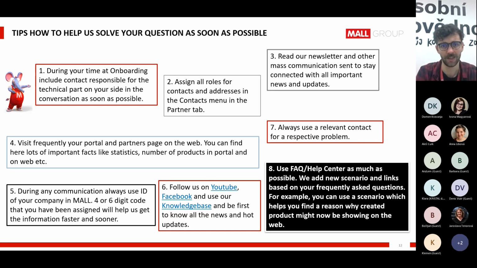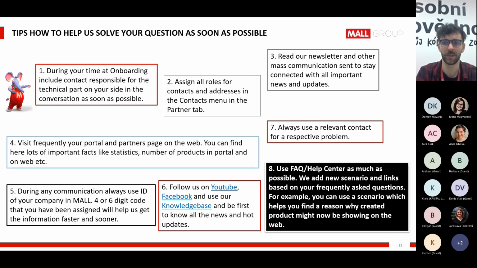Second point is assign all roles for contacts and addresses in the context menu in the partners tab. I think we talked about the portal previously and the partner tab specifically, but there you have a contact for each of the roles. For example, it might be call center, it might be manager, it might be finances. And we look into this when we want to contact a specific person from your company. So please fill out all the addresses and all the roles there as soon as possible.